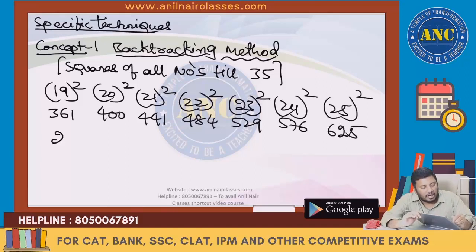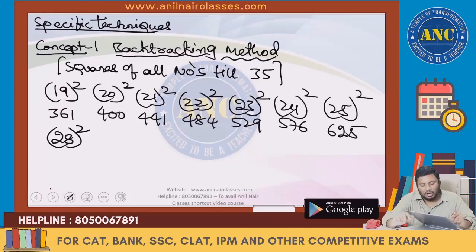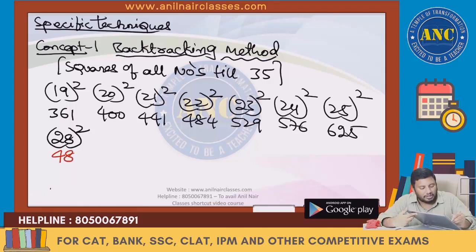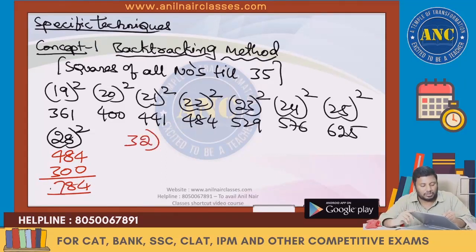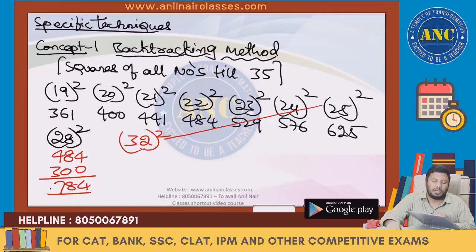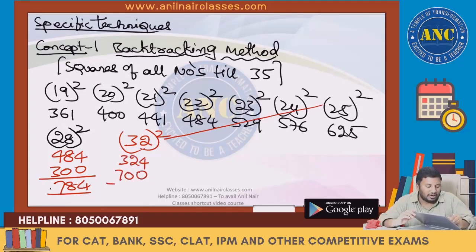See here, I want 28 square. Step number 1: 28 is how much far from 25? 3 units far. Go 3 units back: 22 square is 484. Because it is 3 units, add 300. Answer is 784. 32 square: 32 is nearer to 25, 7 units ahead. Go 7 units back: 18 square 324. 7 units is 700. Answer is 1024.